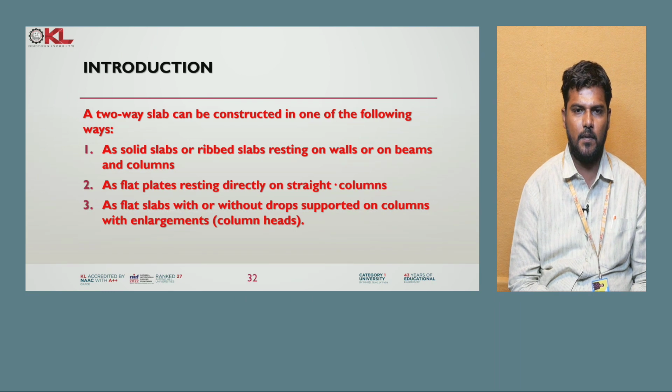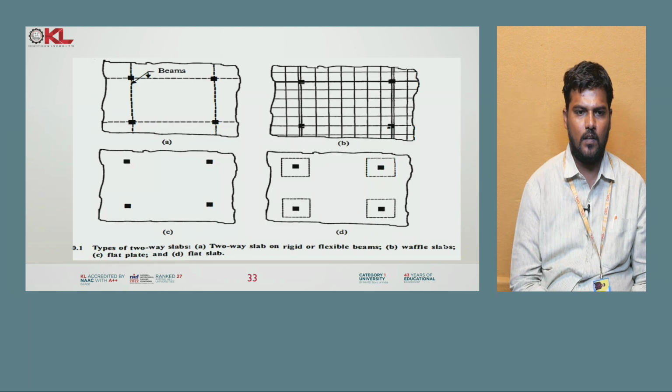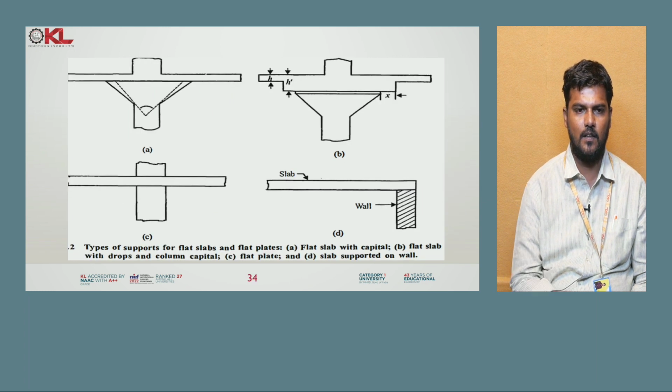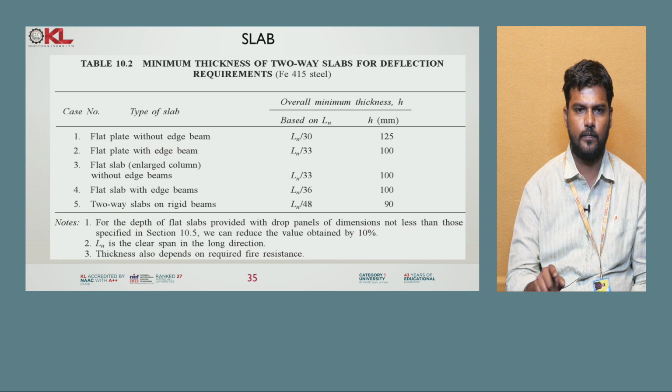A two-way slab can be constructed in one of the following ways: solid slabs or ribbed slabs resting on walls or on beams and columns, as flat plates resting directly on straight columns, or as flat slabs with or without drops supported on columns with enlargements. We have already seen these types of two-way slabs: two-way slab with flexible beams, waffle slabs, flat slab and flat plate, and different types of support.